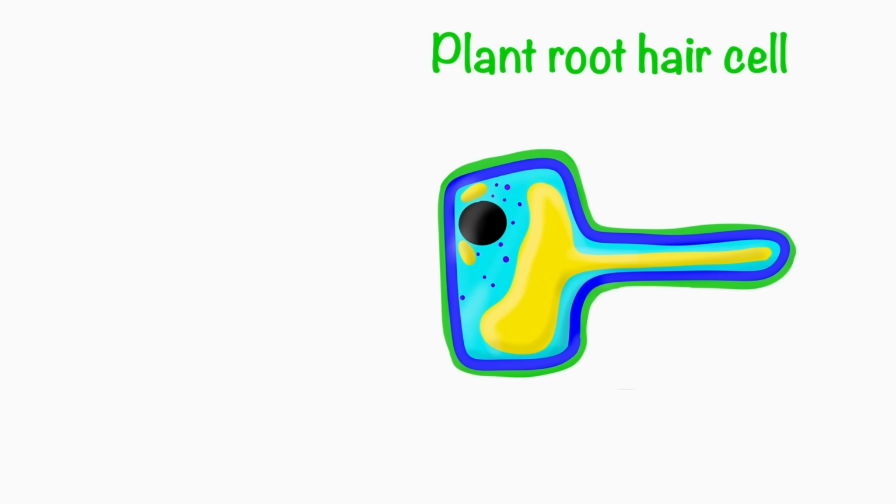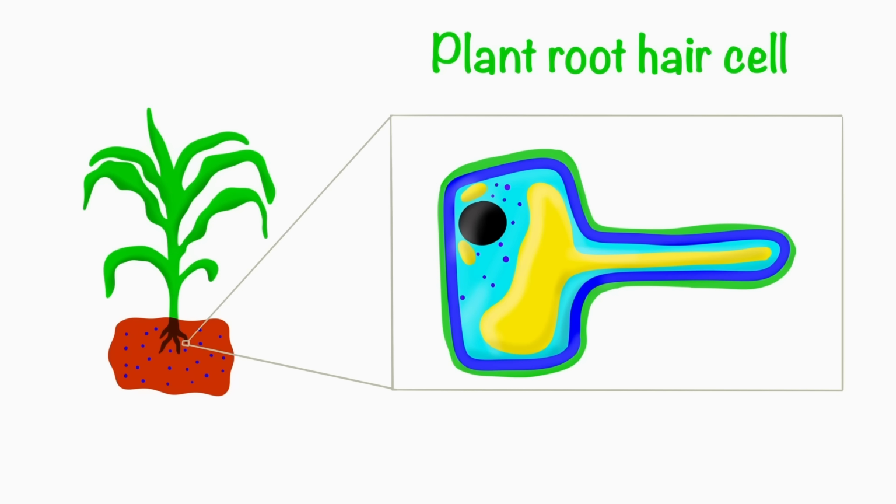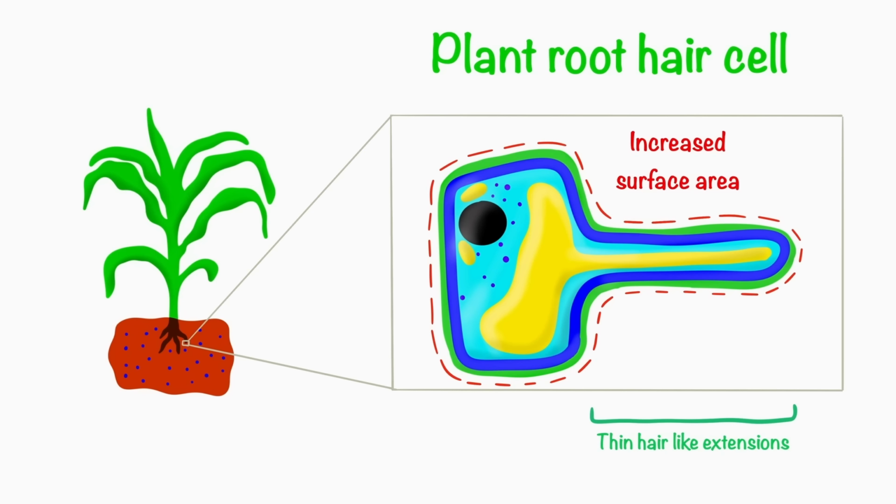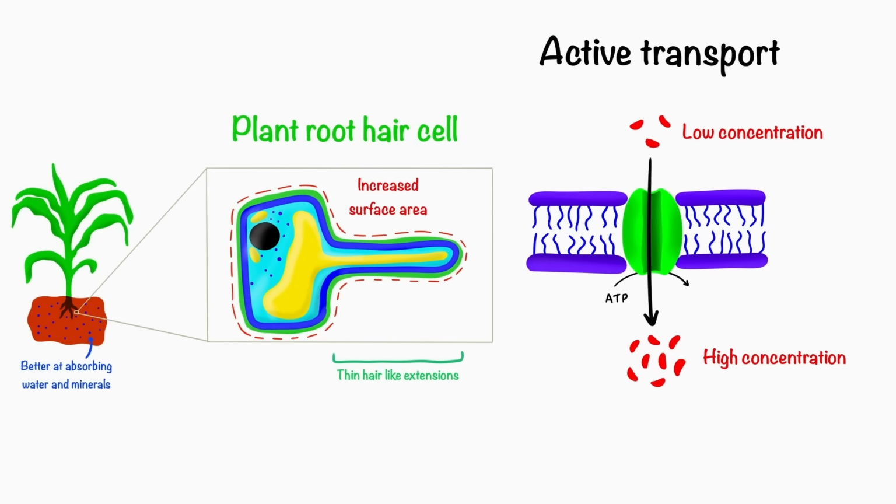Plant cells also have specialized cell types, such as root hair cells. On the surface of plant roots, root hair cells develop thin extensions that protrude into the soil. These extensions greatly increase surface area, aiding absorption of water and minerals. These cells use active transport to take in minerals from the soil.